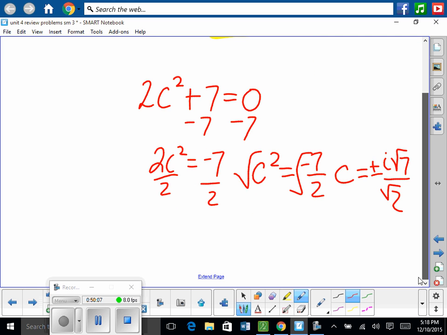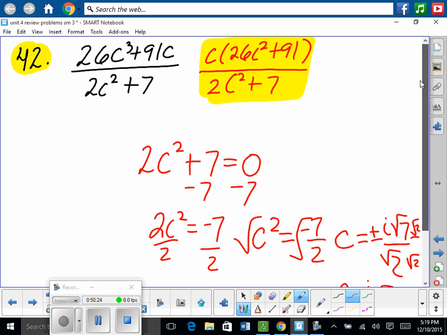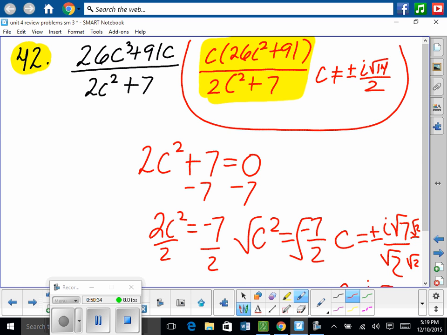And I know I can't leave this as my answer, I've got to rationalize my denominator. So c is equal to plus and minus, I multiply the bottom by the square root of 2, the top by the square root of 2. So I have i square root of 14 all over 2. And so we know this is our answer as long as c does not equal plus or minus i square root of 14 over 2. So this would actually be our whole answer here.